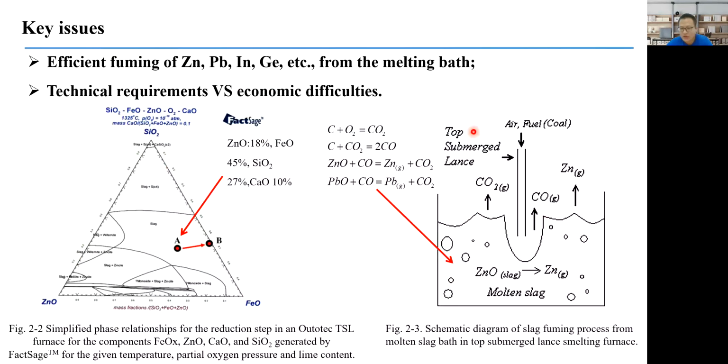The core reaction is that here we are using carbon, and we can have carbon monoxide in this system, and carbon monoxide can reduce the oxides in the molten slag very well. Firstly, we are getting zinc vapor and lead vapor. They can escape from the melting bath, and after that, we can recycle them from the dust or from the flue gas.